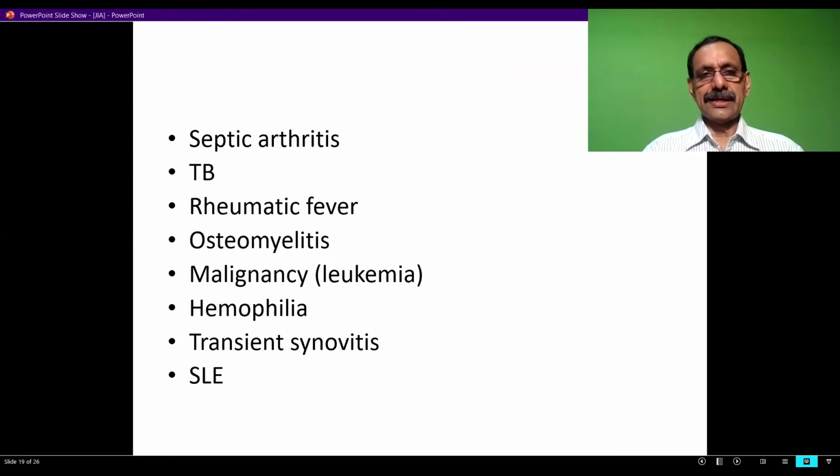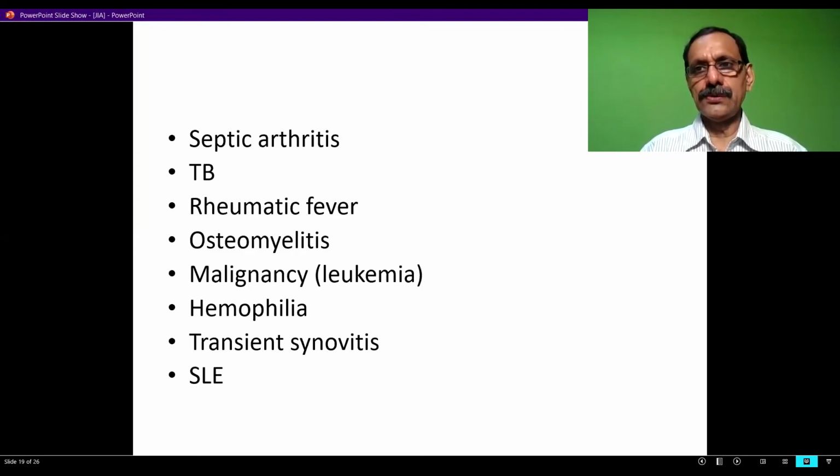Now, what are the differential diagnoses? One is septic arthritis, but septic arthritis generally will be limited to one joint. It is very unlikely that so many joints are affected in septic arthritis. Tubercular arthritis, we all know. One, it is a very late manifestation of TB. So, in a child, TB arthritis is rare. And second, of course, you can do Mantoux, you can do CBNAAT, and things of that sort.